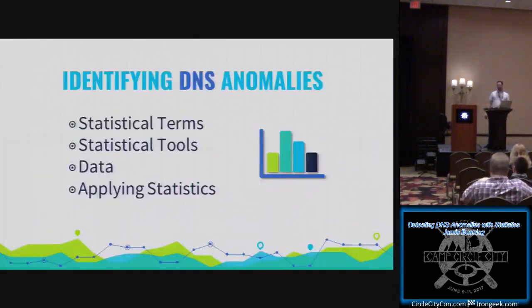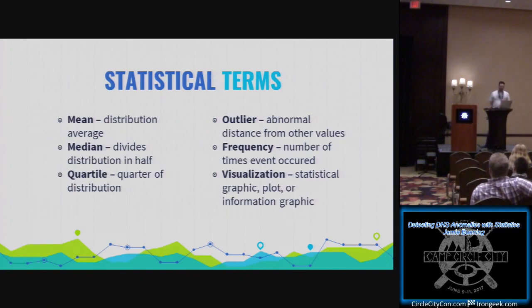So moving on to identifying anomalies, here are a couple of sections I'm going to break through as we look through this. First, statistical terms, pointing out a couple of them briefly; then the tools that can be used to look at these; then looking at this data set again, as I mentioned; and finally going through examples of applying these statistics.